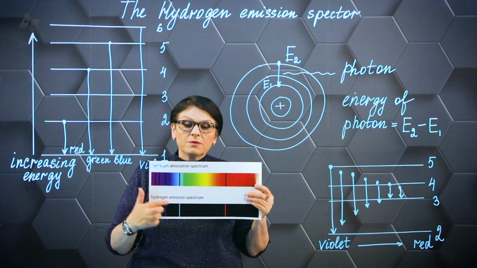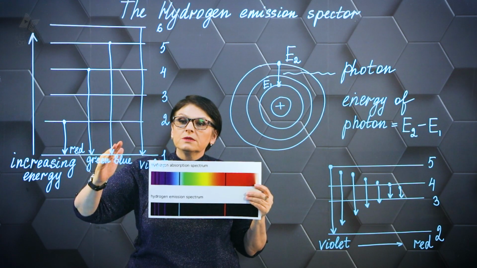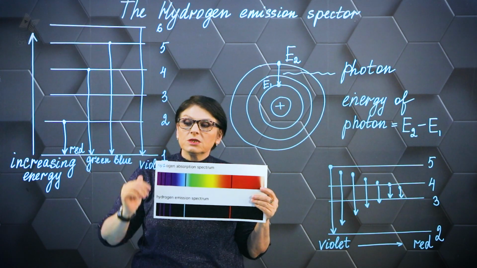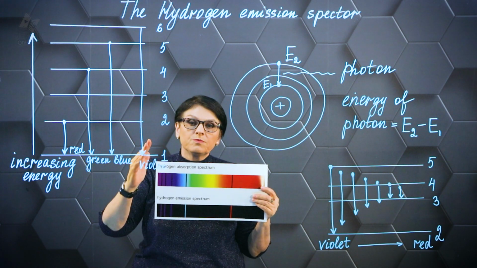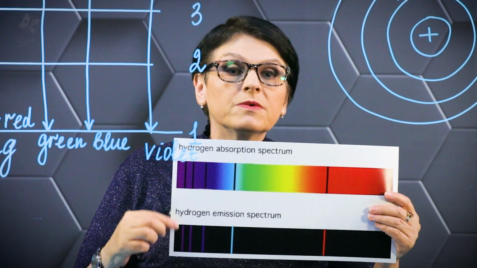If we talk about the blue line, it turns out that this is the transition from the fifth level to the first level. And accordingly, if the movement is from the sixth to the first level, this corresponds to the violet line of this hydrogen emission spectrum.